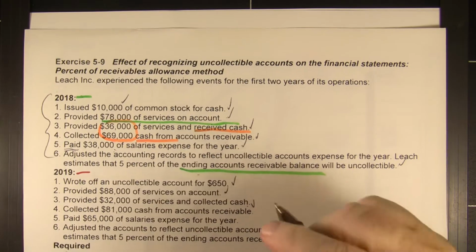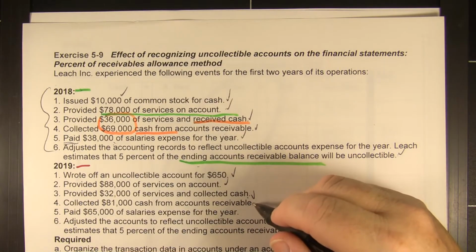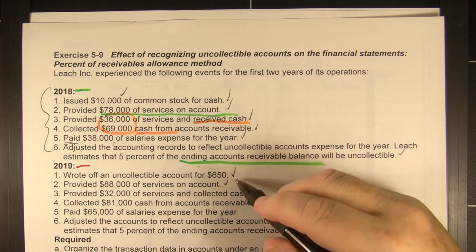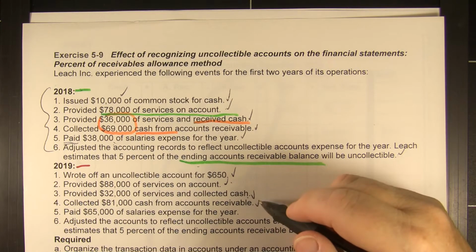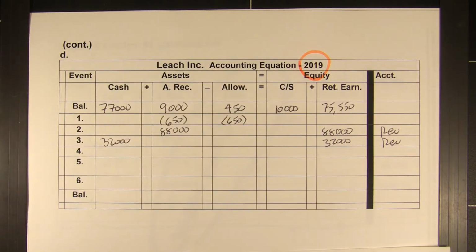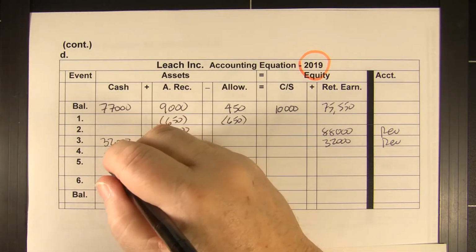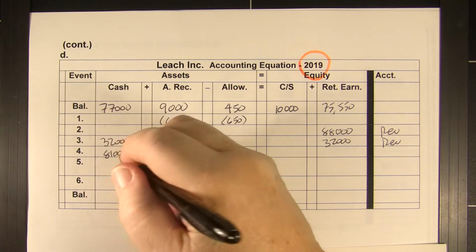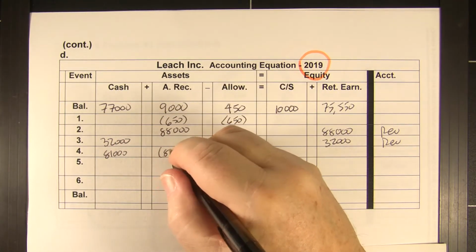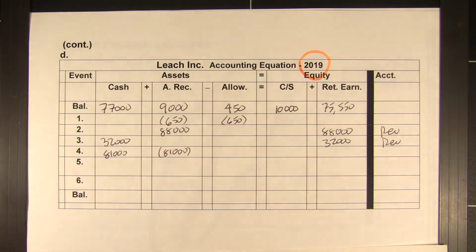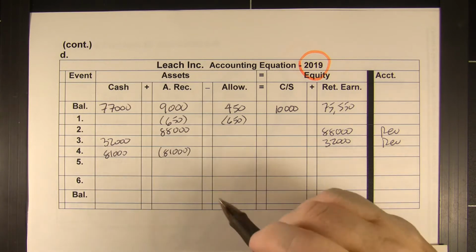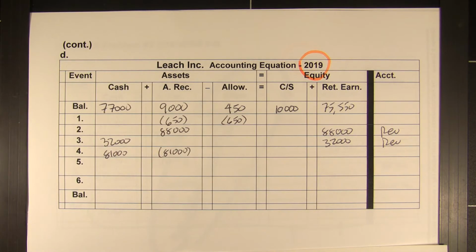Now, in 4, we collected $81,000 of this $88,000. That was a nice payday. So our cash went up $81,000. Our accounts receivable went down $81,000 because the people who paid us no longer owe us anything. So that's all we need for there. That's not revenue because we already accounted for that revenue up here.